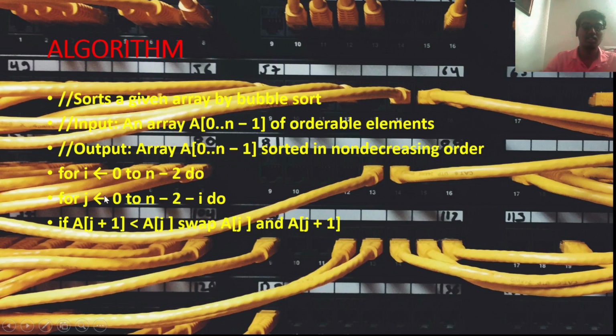And this is the algorithm: for i from 0 to n minus 2 do, for j from 0 to n minus 2 minus i do, if A[j+1] is less than A[j], swap A[j] and A[j+1].